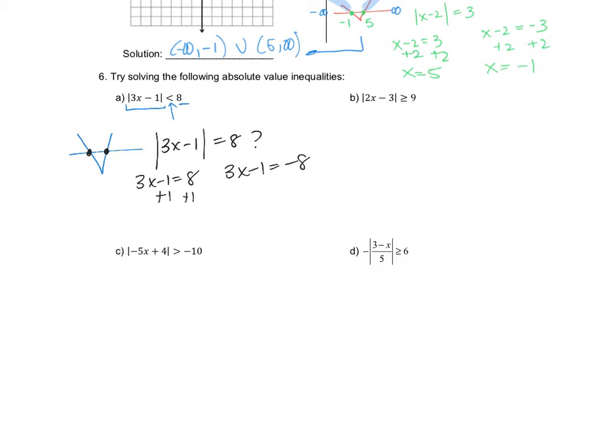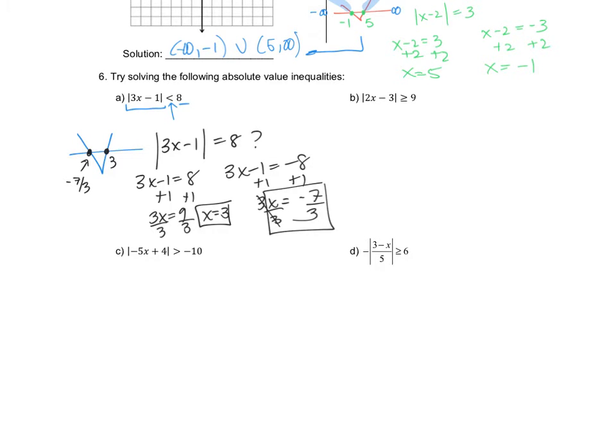If I add 1 over, I get 3x equals 9. Divide by 3, that happens when x is 3. Over here I add 1, we get 3x equals negative 7. Divide by 3, we're getting it happens when x is negative 7/3. So I know this point over here is going to be the negative 7/3 because that's less than 3.